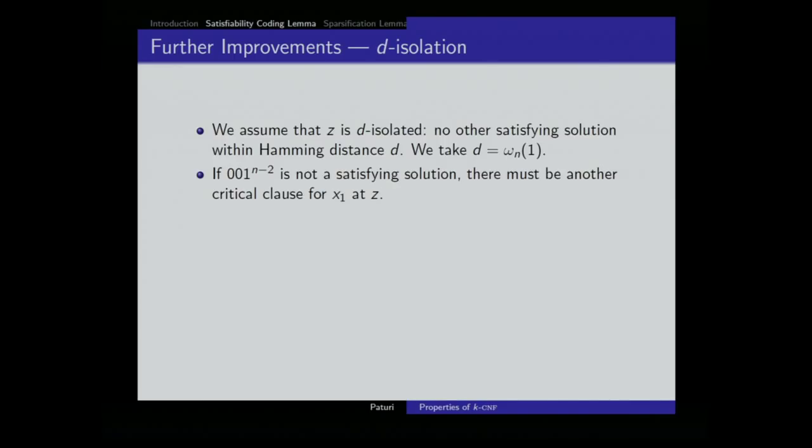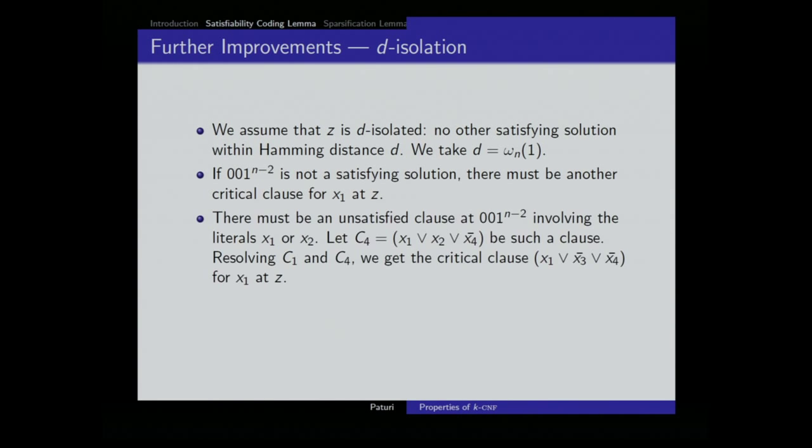Okay, since this is not a satisfying assignment, once you plug that into the formula it will become false. The critical clause for x1 still cannot be false because it has x1 or x2 complement. Since you flipped x1 as well as x2, that clause will still be true. But there must be some other clause that has been falsified. So we take that falsified clause, resolve it with the critical clause for x1, and manufacture another critical clause for x1. And so we show that we can always do that.